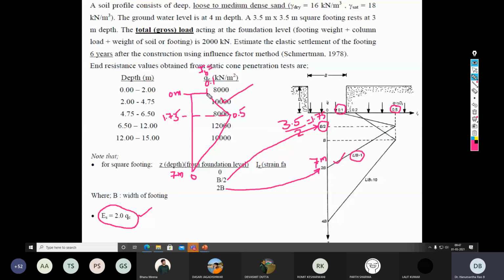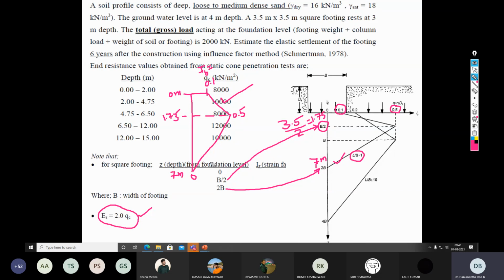However, it further increases and reaches a maximum value of 0.5 at a depth of B by 2, which is 3.5 by 2, that is 1.75 meter. And from the peak, it continually decreases and reaches 0 at a depth of 2 times B, which is 7 meter. So this is how very simply you can construct the strain influence diagram.